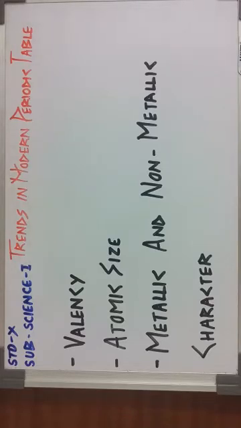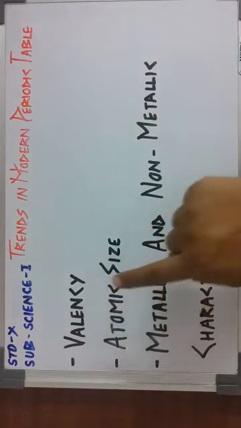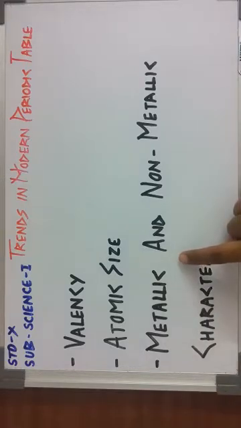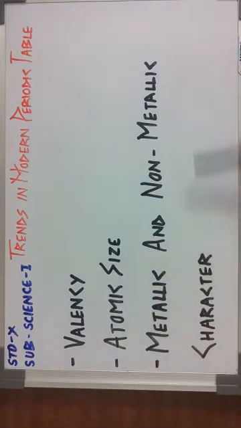The 3 trends in the modern periodic table are: first one valency, second one atomic size, and third one metallic and non-metallic character of elements. Let me say again the trends in the modern periodic table. First one valency, then atomic size, then metallic and non-metallic character of elements.